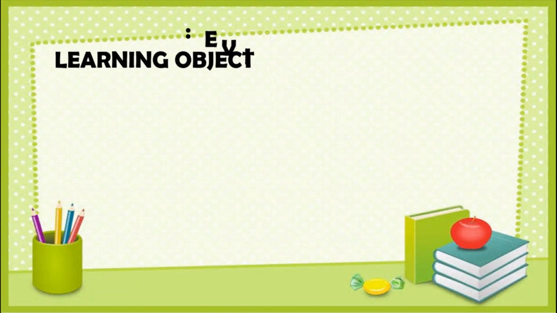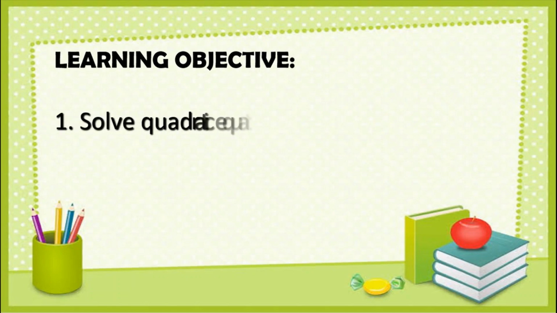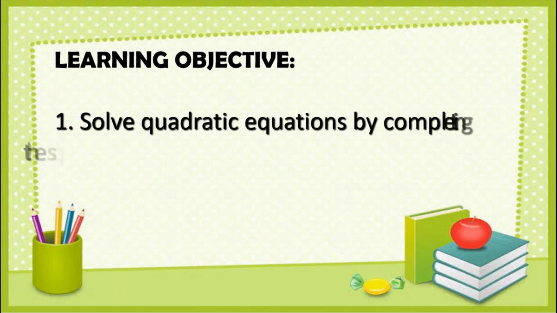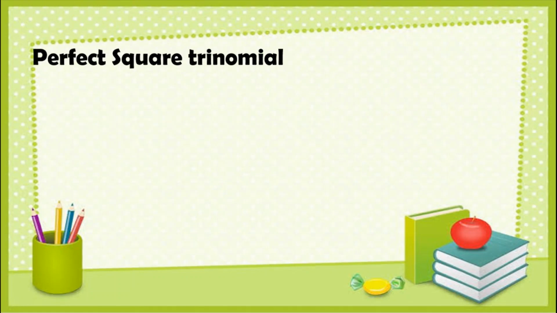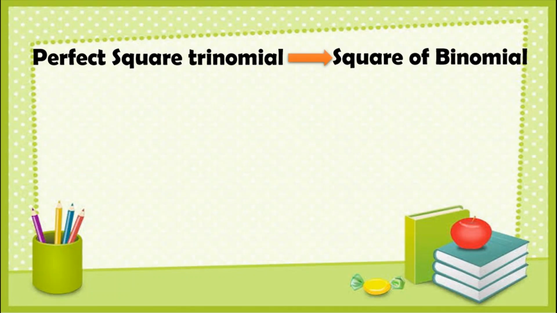Our learning objective for today's lesson: solve quadratic equations by completing the square. Before we proceed to solving, we need to review the lesson from Grade 8. We need to know how to transform a perfect square trinomial into a square of a binomial.